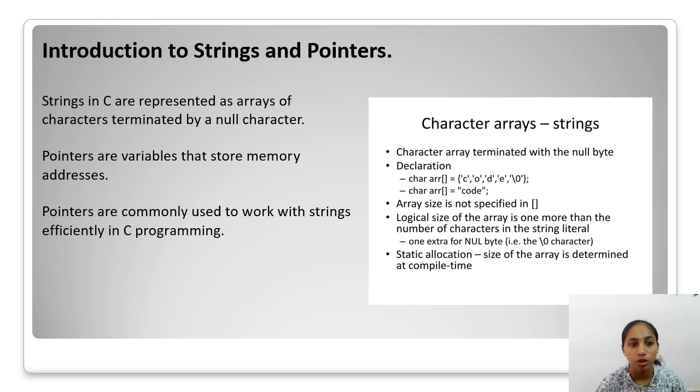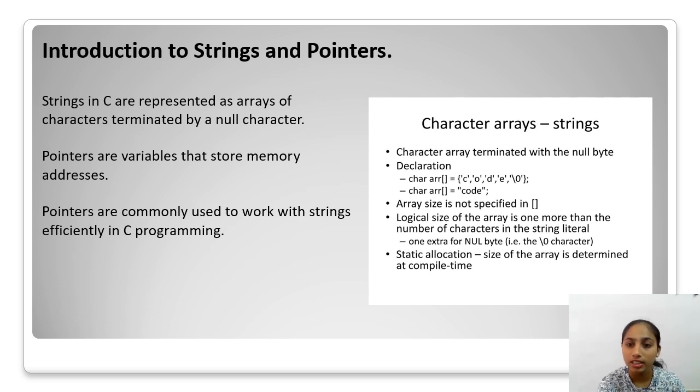Introduction to strings and pointers. Strings in C are represented as arrays of characters terminated by a null character. Pointers are variables that store memory addresses. Pointers are commonly used to work with strings efficiently in programming.